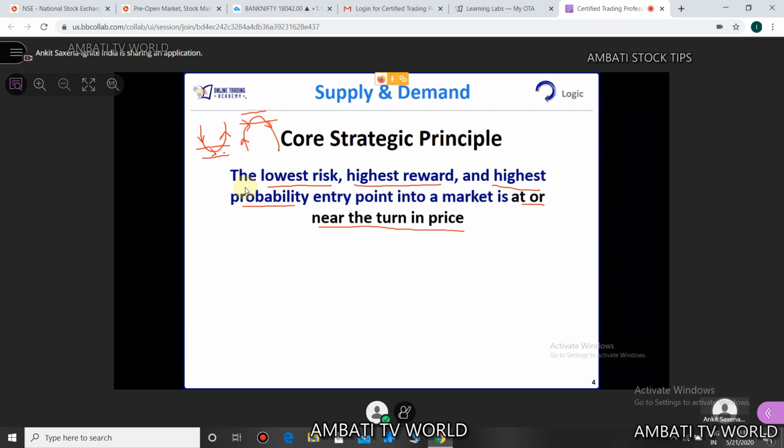Why highest reward? Because we are timing our entry to perfection. We are buying at a level where the buyers are more than the number of sellers, and we are selling at a level where the sellers are more than the number of buyers. So we have the lowest risk, highest reward, meaning we are taking the highest possible target here. And the highest probability entry point into the market is at or near the turn in price.